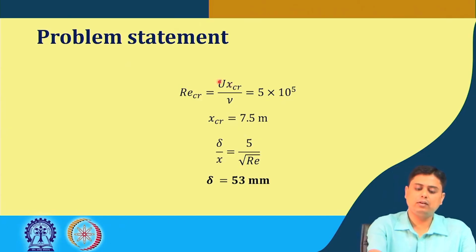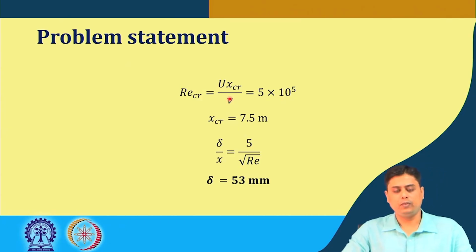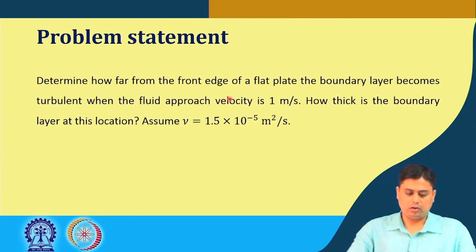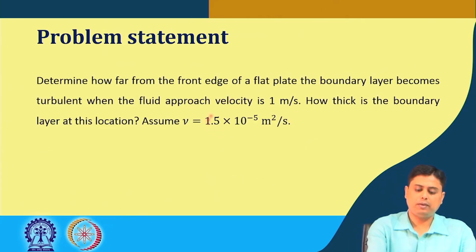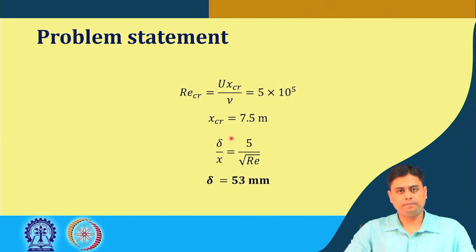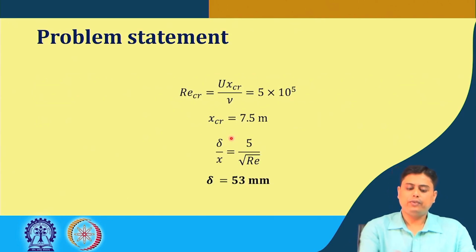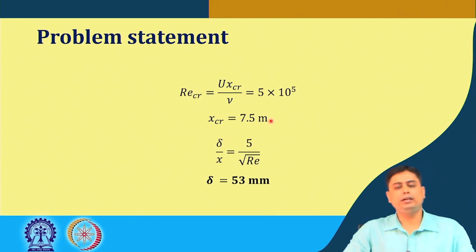These values are given, u and nu, where u here is 1 meter per second. The nu value is already given, 1.5 into 10 to the power minus 5 meter square per second. So, we find what is the critical x that is required, or the length from the leading edge that is required to have the critical Reynolds number, which means where the turbulence begins.